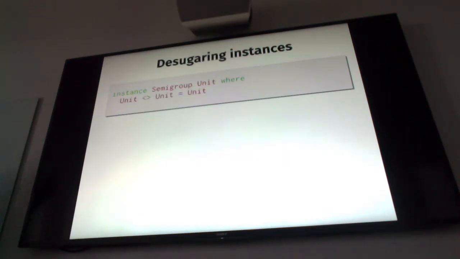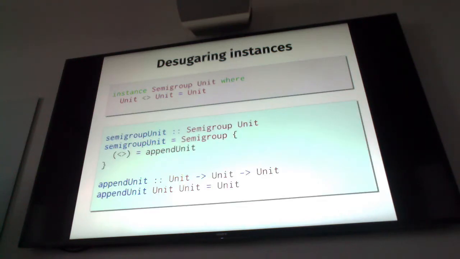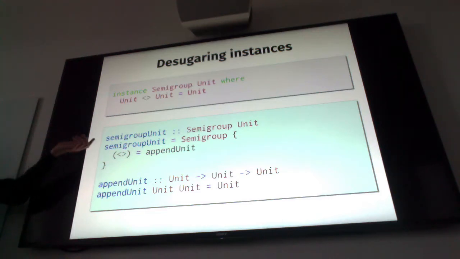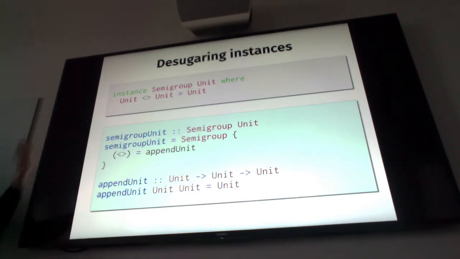Now, if you were to write an instance of semigroup, I'll just pick the unit type, which has one constructor called unit. Then in GHC core, this would look something like this. So you would create a top-level binding for this append function for units, and then you would create a dictionary value, which I'll just call semigroup unit to give it a name, and then that would be the implementation of it.